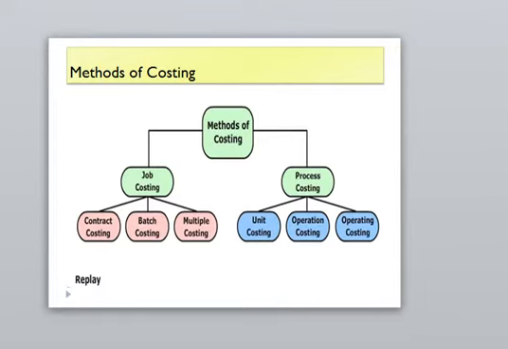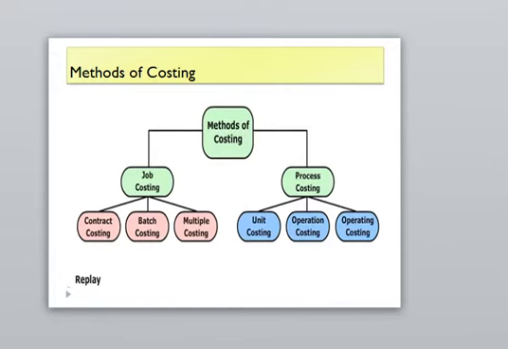So here you can look at the methods of costing. The methods of costing can be classified into two. One is job costing and the second one is process costing. Under job costing you can see contract costing, batch costing, and multiple costing. Under process costing, unit costing, operation costing, and operating costing. So in the coming future we will tell you all these costings in detail, so you can check my videos.